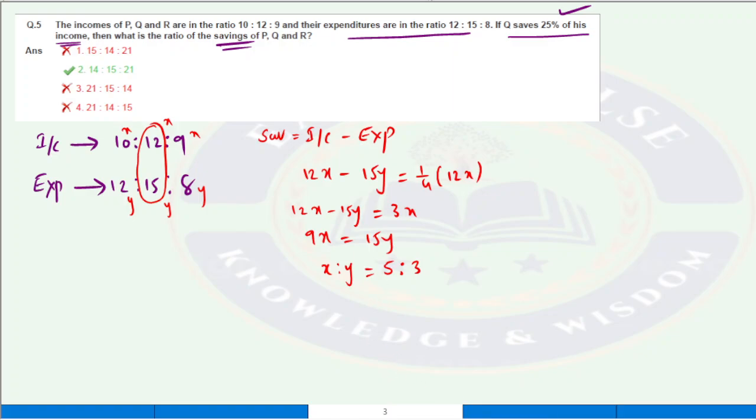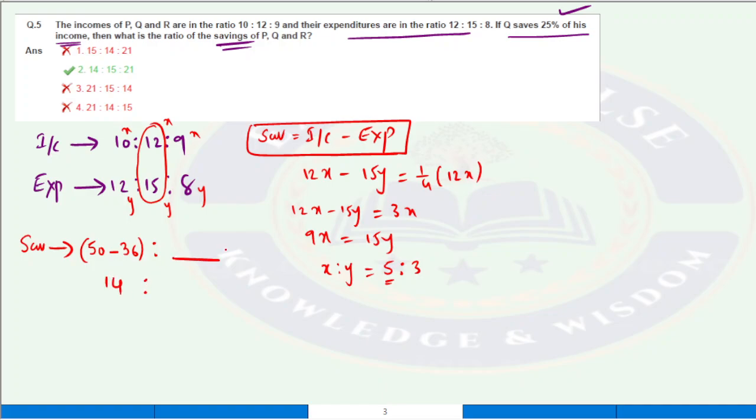Therefore we have got the values of x and y. Now let us see the ratio of the savings. Saving is always income minus expenditure. What is the income here? 10x. Substitute x is equal to 5. 10 fives are 50 minus 12y. 12 into 3, 36. So therefore the first value is 14.